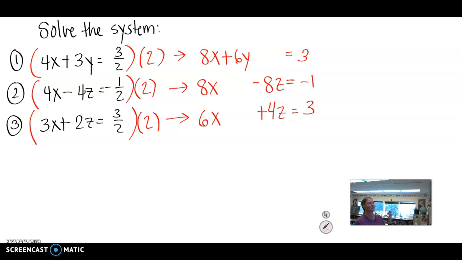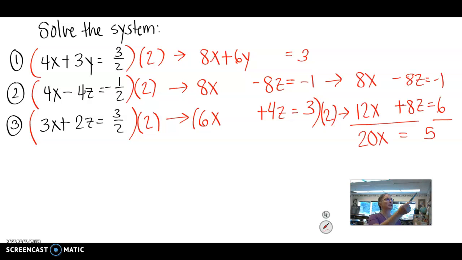Now I'm going to eliminate z. I'm going to take this third equation and multiply it by 2 so that the z's will drop out. So go ahead and pause the video again and do that. I had 8x minus 8z equals -1. I just kept equation 2 as it was. Then I get 12x plus 8z equals 6, multiplying the third equation by 2. Adding down, I get 20x. The z's drop out. 20x equals -1 plus 6, which is 5. If I divide by 20 on both sides, I get x equals, simplifying that, 1/4.